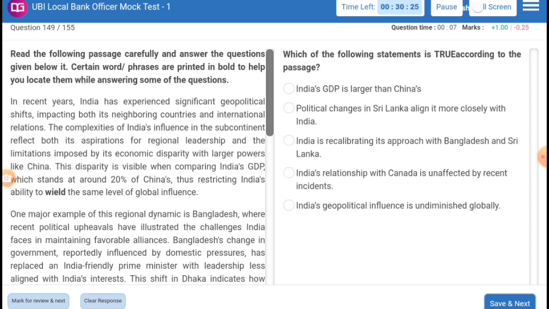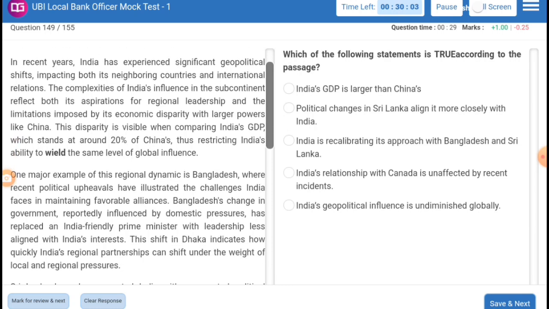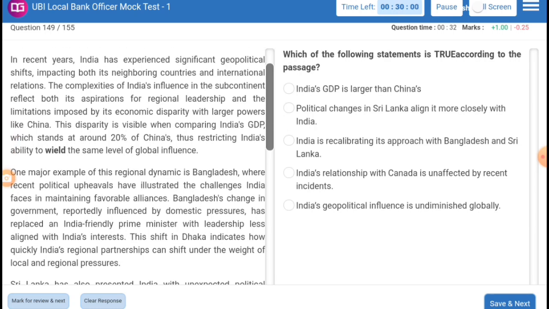In recent years, India has experienced significant geopolitical shifts impacting both its neighboring countries and international relations. The complexities of India's influence in the subcontinent reflect both its aspirations for regional leadership and the limitations imposed by its economic disparity with larger powers like China. This disparity is visible when comparing India's GDP, which stands at around 20% of China's, thus restricting India's ability to wield the same level of global influence. Which of the following statements is true according to the passage?